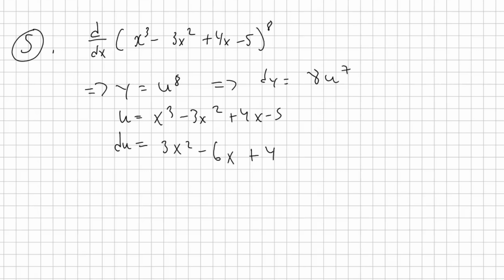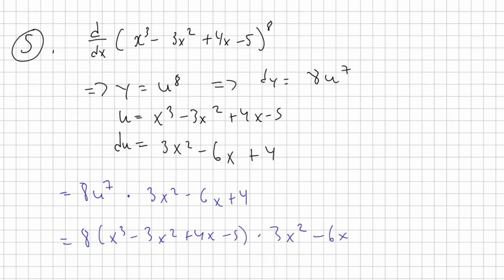Our final answer is going to become 8u to the 7 multiplied by du, which in this case is 3x squared minus 6x plus 4. So let's put our u back in, which gives 8 times x cubed minus 3x squared plus 4x minus 5, to the 7th, multiplied by 3x squared minus 6x plus 4.